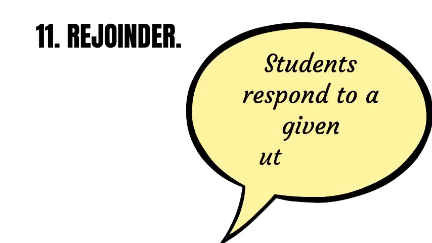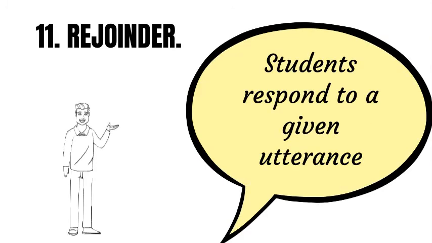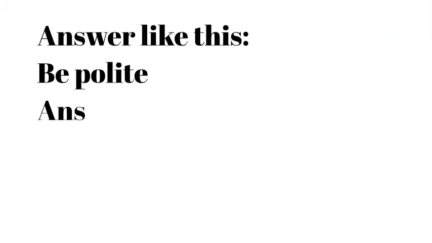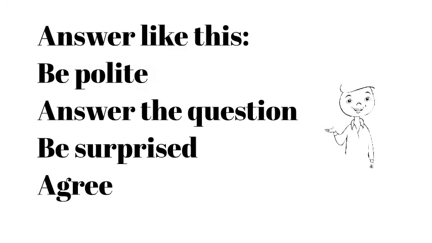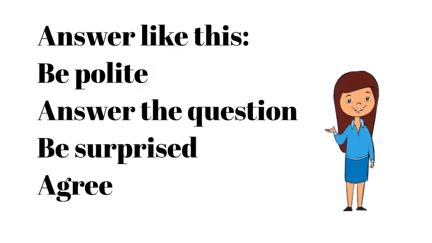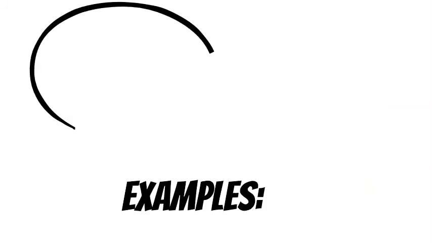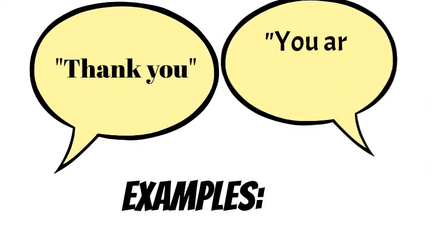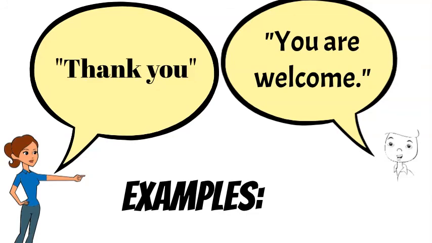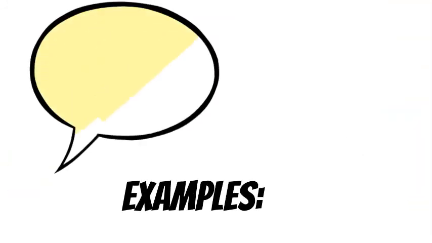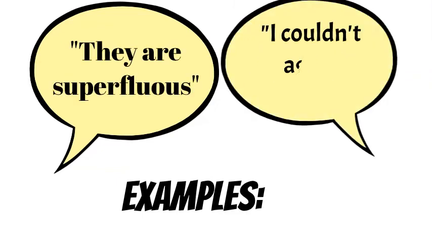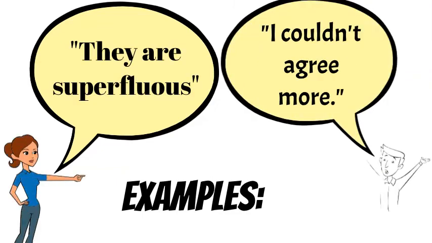Number 11, rejoinder. The student makes an appropriate response to a given utterance. He's told in advance to respond in one of these ways. Be polite, answer a question, express surprise, agree, etc. For example, be polite. You say, thank you. The student says, you're welcome. Or agree. You say, they are superfluous. The student says, I couldn't agree more.